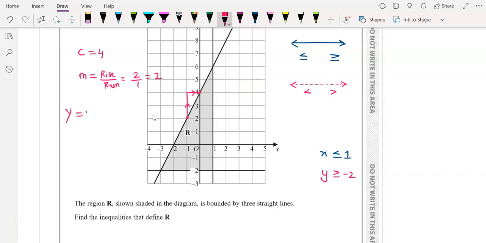The equation of the line is y equal to mx plus c. Your slope is 2, so it is 2x. Y-intercept is 4, so it is 2x plus 4. So we got the equation. Now we need to decide the inequality. For this line, the shaded part is below the line, and below the line the y coordinates are less. So your inequality will be y is less than or equal to 2x plus 4. So these are the 3 inequalities that define the region R.